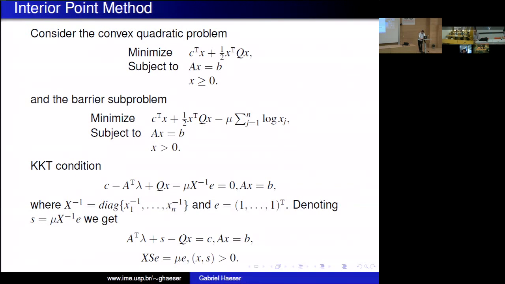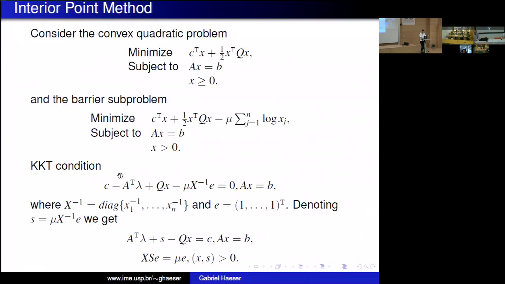And okay, so if I want to solve this subproblem, I can write the KKT conditions for this problem. So this is the objective function. The gradient of the objective function is here, c. The other part is here, Q times x.